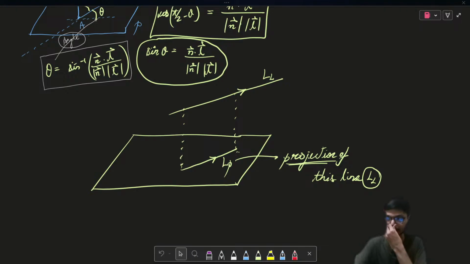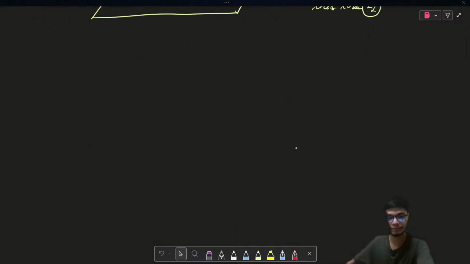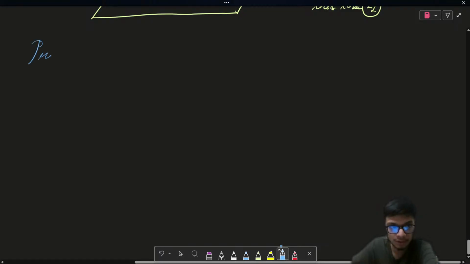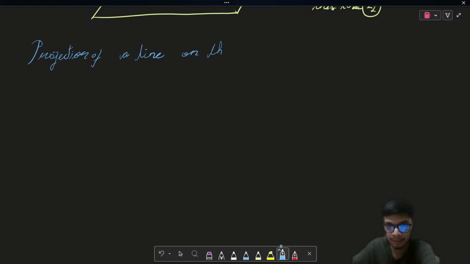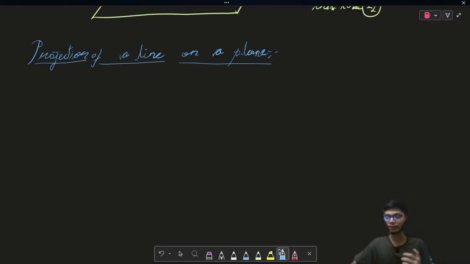So in today's lecture, we'll discuss the concept of projection of a line on a plane. What is actually meant by the projection of a line, or what is the expectation of this question? Let us try to understand that.